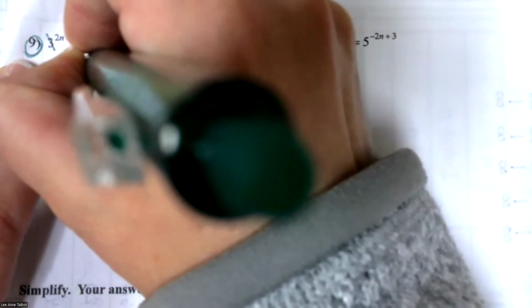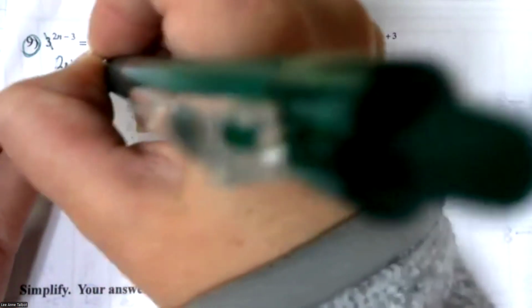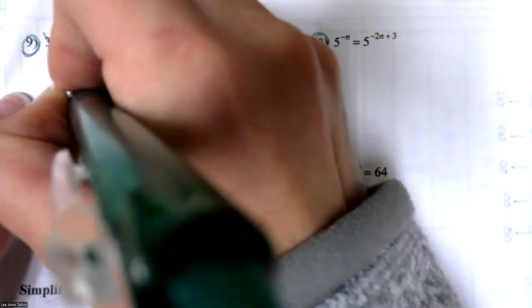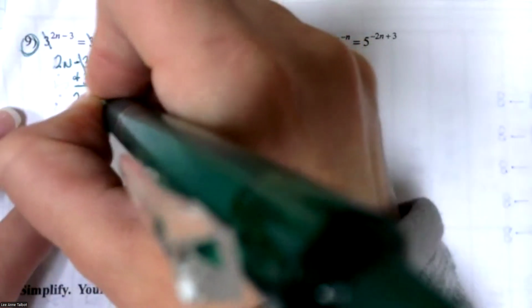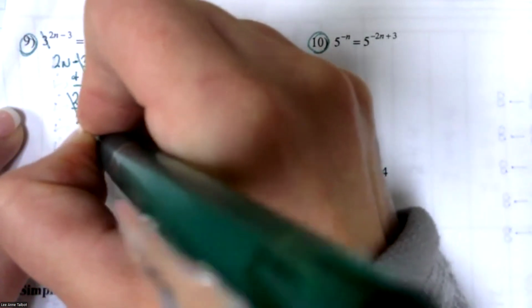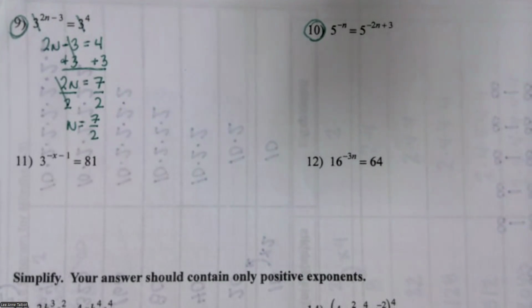2n minus 3 equals 4. Plus 3, plus 3. 2n equals 7. Divide by 2, divide by 2. n equals 7 over 2. You can make that 3.5 if you want, but I'm going to leave it 7 over 2.